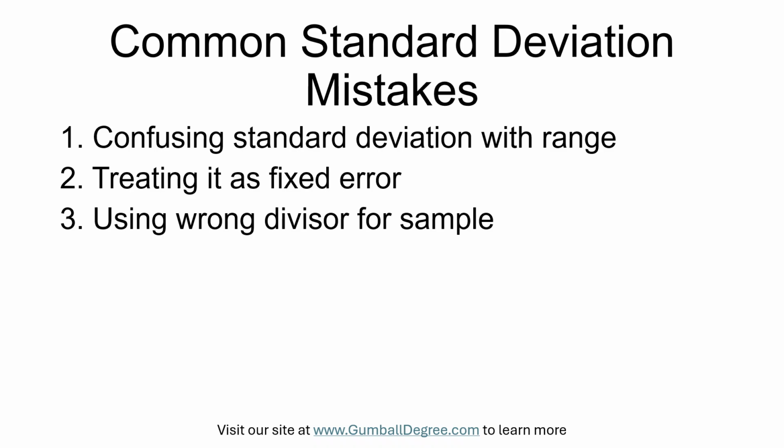Another common mistake is treating standard deviation as a fixed error instead of random uncertainty, so do not add it directly to a measurement as if it were a bias. Instead, use it to express uncertainty around the average.